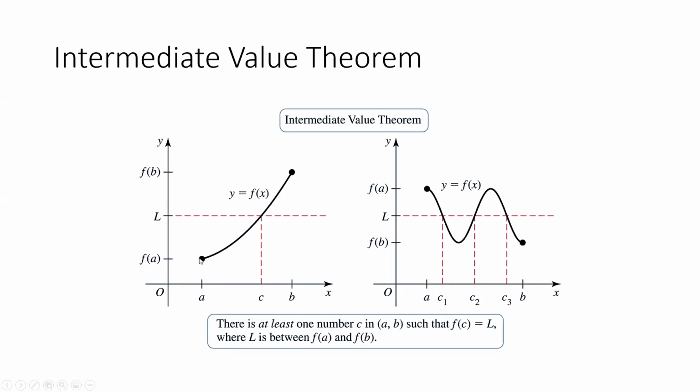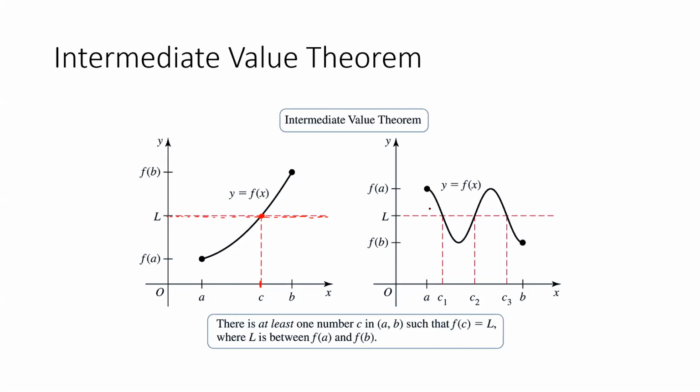Okay, so suppose we have a continuous function on some closed interval from a to b. And then I pick any value that's in between f of a and f of b. So say I pick some value L. Then I know that that value of L will correspond to some point on the graph at C where C is between A and B. So one way to interpret this theorem is that if I have a continuous function, it's going to hit all the intermediate values between f of A and f of B.